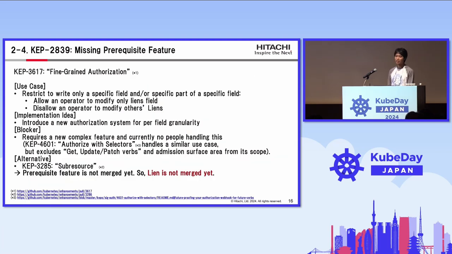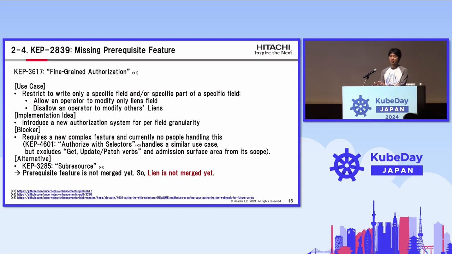The blocker is a permission model for Lien, so the CAP 3617 fine-grained authorization was created. The purpose of the CAP is to restrict writes to only a specific field and/or a specific part of a specific field. There are two use cases. The first use case is to allow an operator to modify only Lien's field. There will be an operator that needs to read or update only Lien's field for a specific resource instead of the entire resource. But the current Kubernetes RBAC model only allows restriction on a per-resource basis.